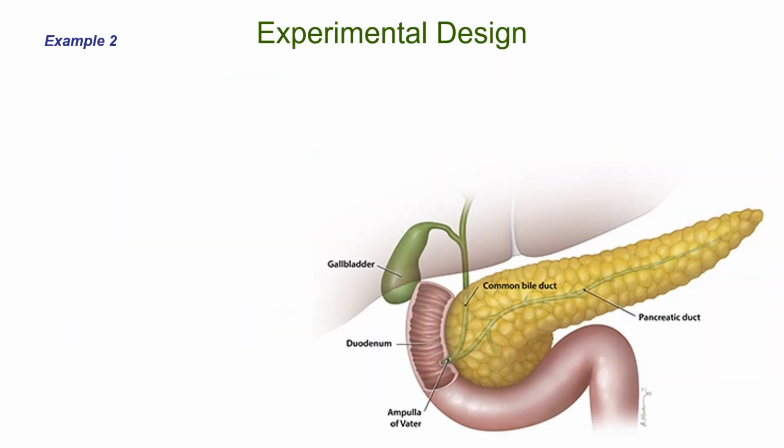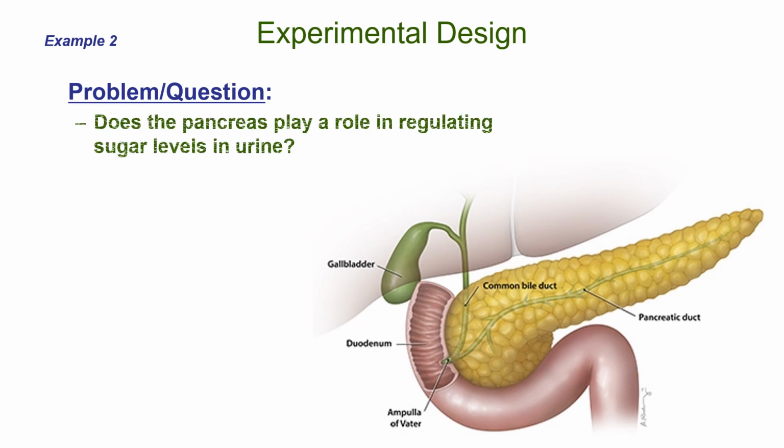So their question was pretty straightforward. What they wanted to know was, does the pancreas play a role in regulating the amount of sugar that gets into the urine? And they had a fairly simple, although somewhat brutal, experiment to test this. So you can see there we have the pancreas, and it sits just below the liver. It sits in the first fold of the small intestine, the duodenum.